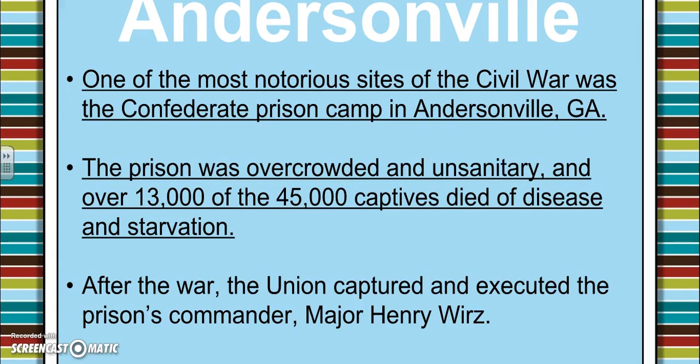One of the most notorious sites of the Civil War was the Confederate prison camp in Andersonville, Georgia. The prison was overcrowded and unsanitary, and over 13,000 of the 45,000 captives died of disease and starvation.